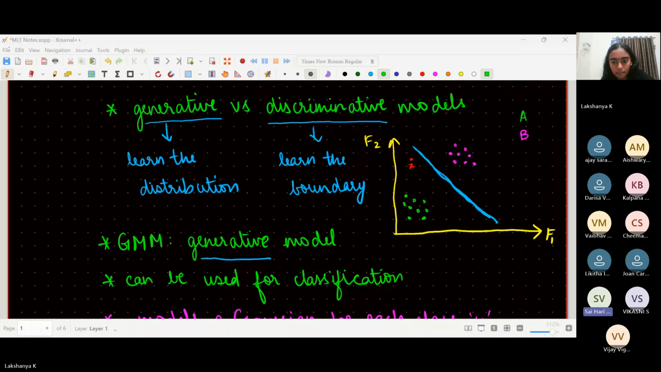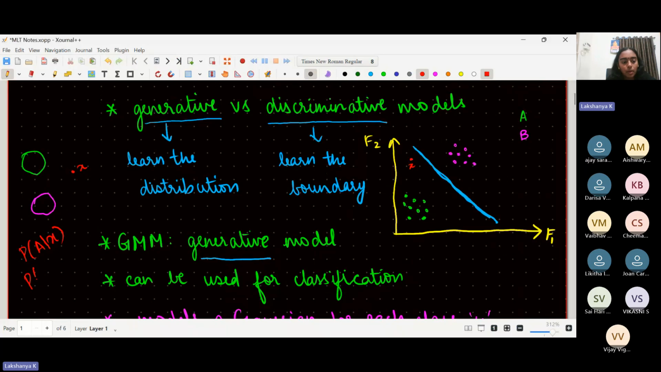The generative model, it doesn't care about the boundary, right? No, it doesn't care about the boundary. It just learns the properties of distribution A and the properties of distribution B. So now when I give it a point X, it will check what is the probability that X would have come from A, and what's the probability that X would have come from B. Whichever is the greater of the two, it will classify your X as belonging to that category. That's how generative models work.